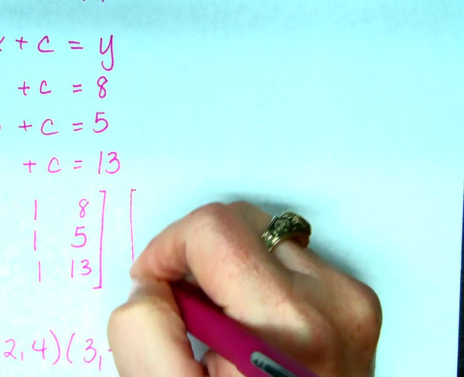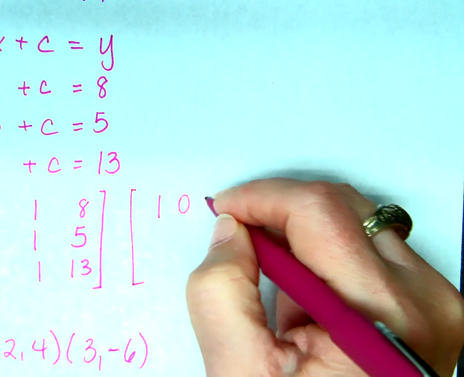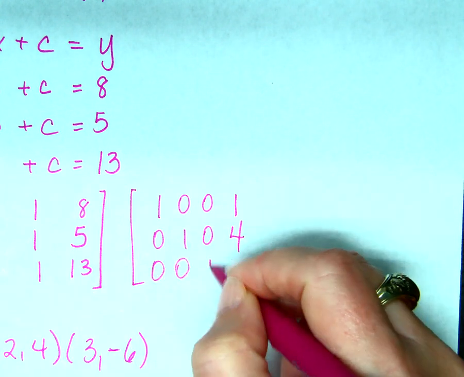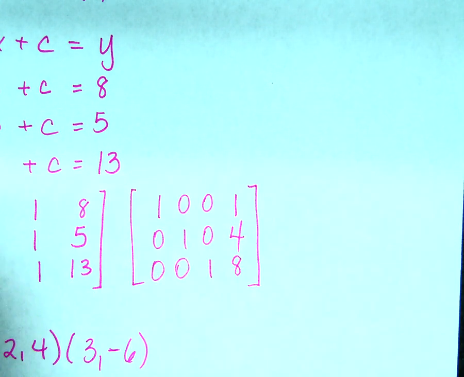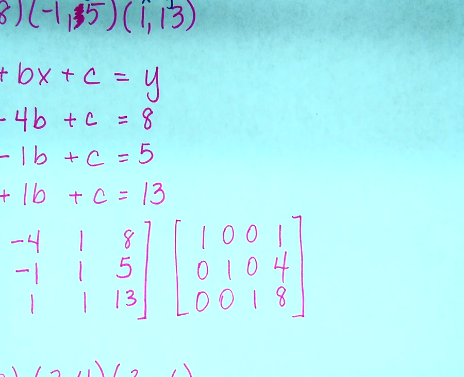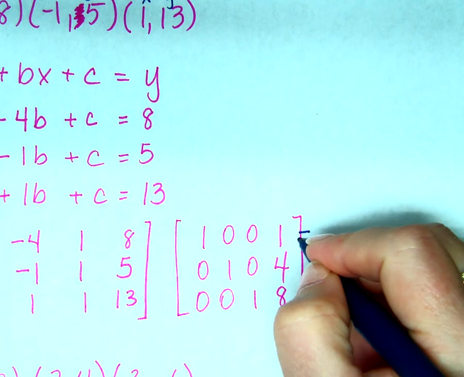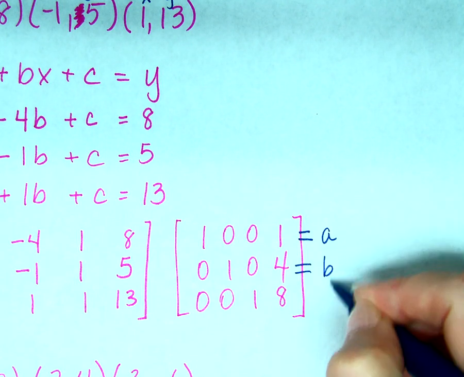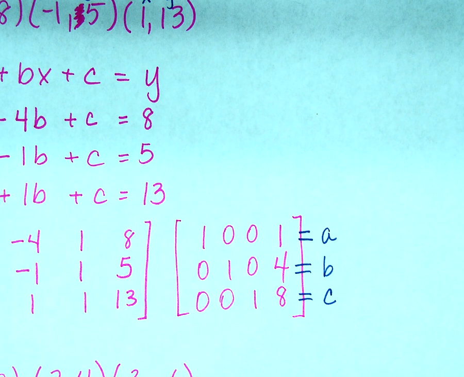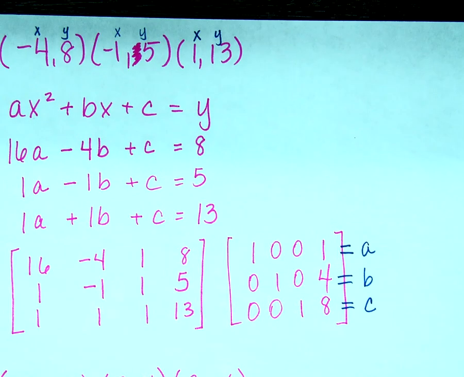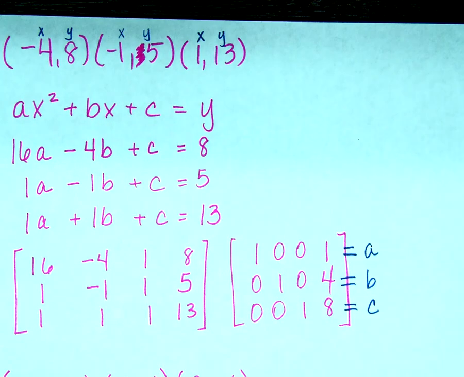Now mine says this. Mine says 1 0 0 1, 0 1 0 4, 0 0 1 8. It's all fine and good unless we don't remember what that means, right? What does this mean? What does that equal? A. What does this equal? B. And what does this equal? C. So can you then write for me the equation of the parabola that passes through these 3 points?